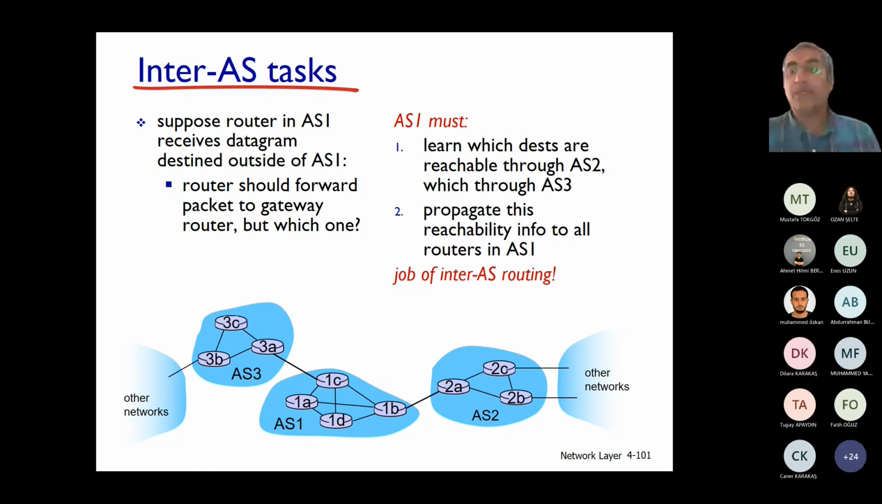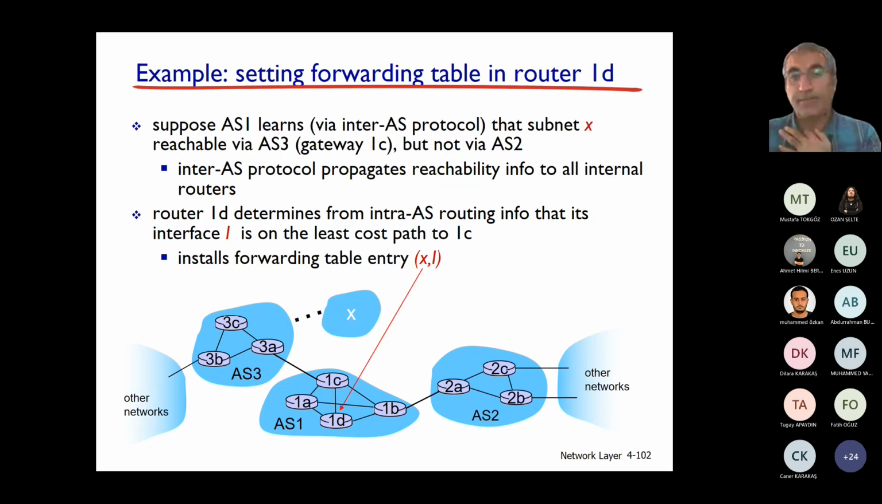And it must also propagate this reachability information to all routers in AS1. So it obtains the AS2 and AS3 reachability information and broadcasts it among the routers within AS1. This is the job of inter-AS routing. So how do we set up the forwarding table in router 1D?